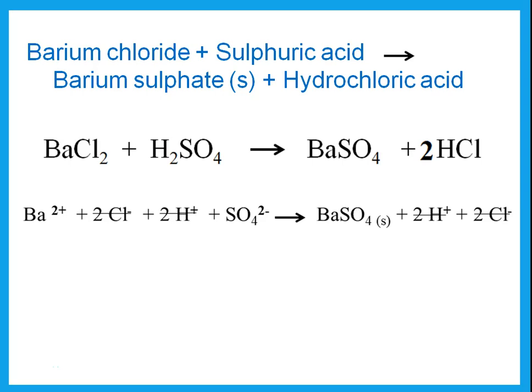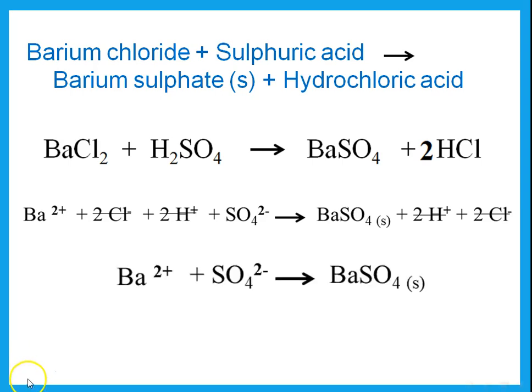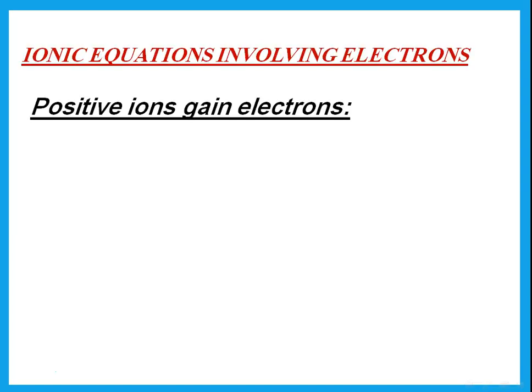Barium sulfate is a solid, so I don't do anything to it. Now, 2H plus and 2Cl minus from the 2HCl. You cancel whatever is exactly the same on both sides of the arrow. So 2Cl minus and 2H plus are exactly the same. They're cancelled. And you end up with barium 2 plus SO4 2 minus to give barium sulfate. Again, he can just ask you to write the ionic equation for formation of barium sulfate. Well, barium sulfate will be formed from barium ions and sulfate ions, and the charges are the same as the valencies. Okay, some ionic equations involve electrons.